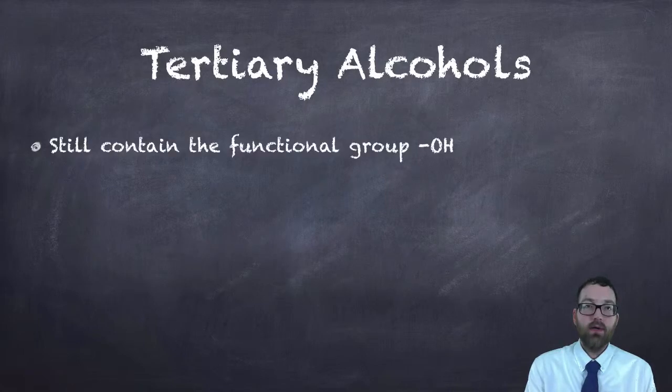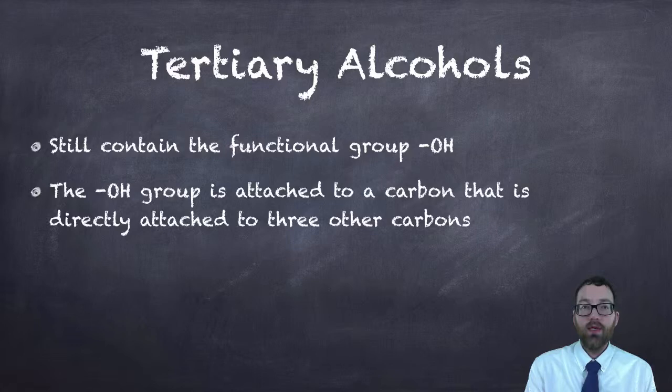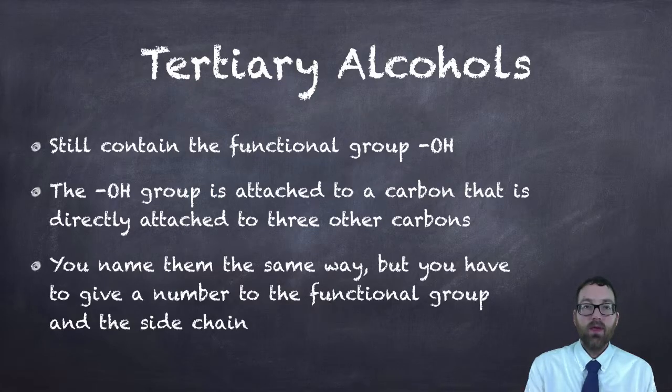Next, we have tertiary alcohols. Again, it's an alcohol, so it contains the functional group OH. And a tertiary alcohol is attached to a carbon that is directly attached to 3 other carbons. So again, you name them the same way, but you have to give a number to the functional group. And in tertiary alcohols, they're also going to have a side chain and a functional group. So you have to give numbers to both of them.